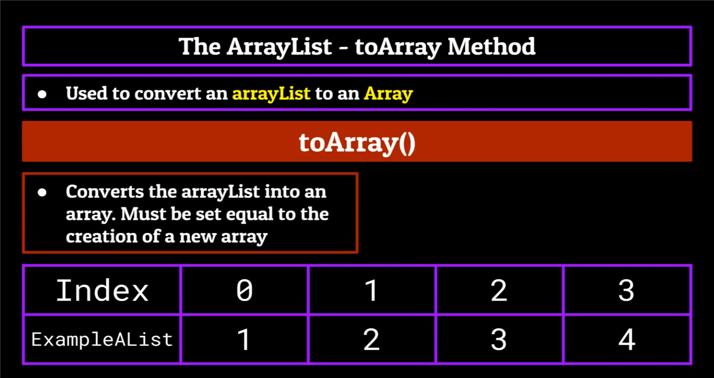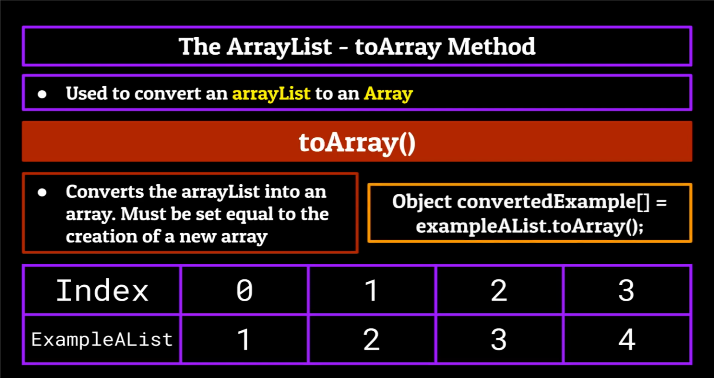Now, for this to work, of course, you need to set it to be equal to the creation of a new array, like shown on your screen now. But if it is done correctly, you'll end up with a brand new array which contains all of the contents that used to be in the old array list.